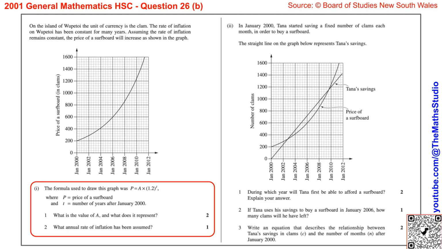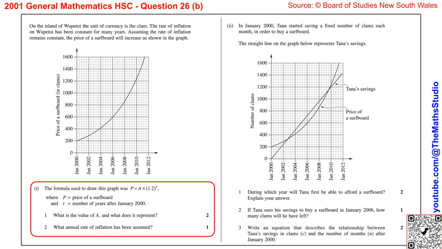Question 26, Part B. On the island of Wuppertal, the unit of currency is the clam. The rate of inflation on Wuppertal has been constant for many years. Assuming the rate of inflation remains constant, the price of a surfboard will increase as shown in the graph.